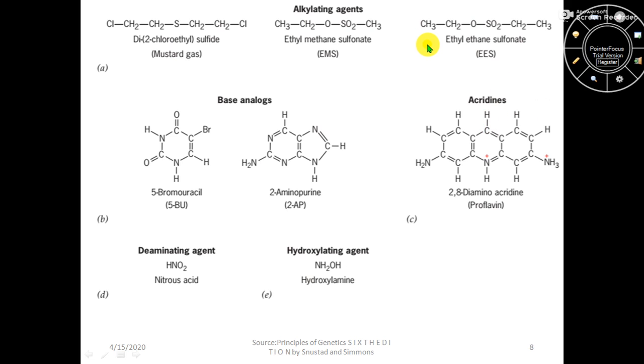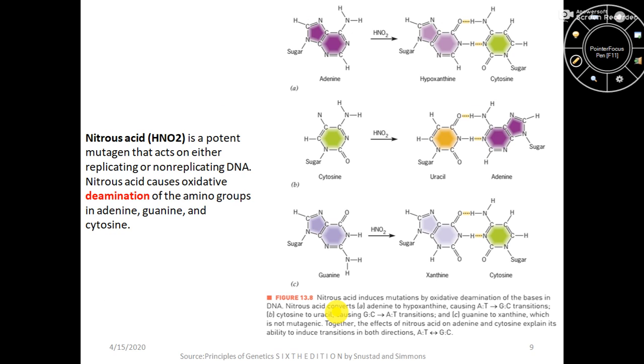Here are some chemical mutagens which cause mutation: alkylating agents, base analogs, intercalating agents, deaminating agents like nitrous oxide, and hydroxylating agents like hydroxylamine. Second one is the deaminating agent. What is it? Some mutagens have the potential to remove the amine group. Such mutagens are called deaminating agents.